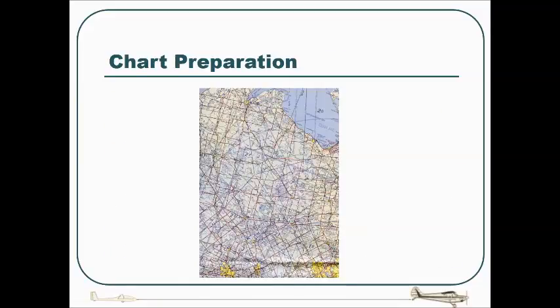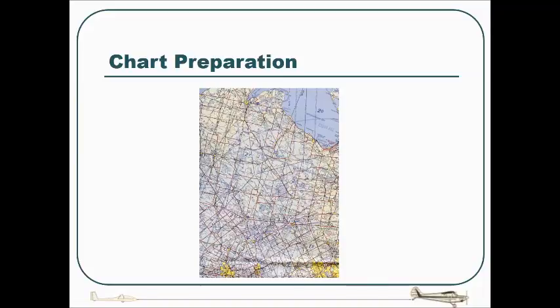So we're going to start with some map preparation. Now, we've already seen how this map for Toronto, for the Toronto VNC, covers quite a huge distance and area. So one of the first things you would do is fold the map so that it's within the area that you want. Okay?